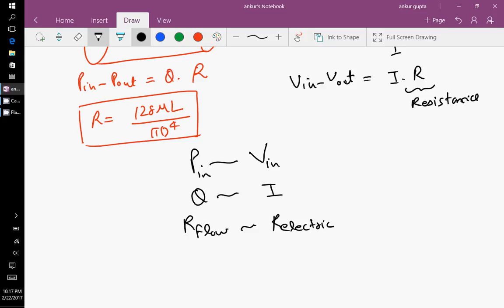And why is this even important? Why did I do the whole exercise of first finding out the flow resistance, and then relating it to voltage? It is that now we can see parallels between the two systems and start to use things that we have learned in electric current in pipe flow.